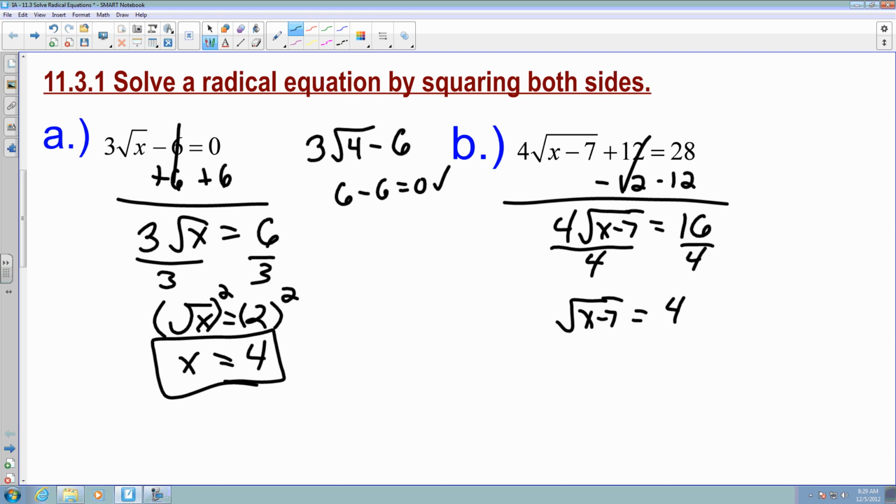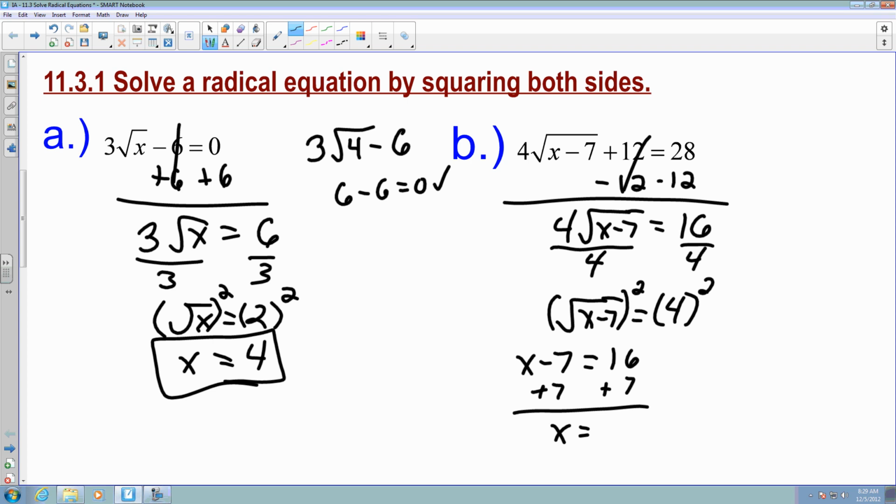So step 1 is done. I isolated the square root. Now they want us to square both sides. So I'm going to make this square, make this square. Now I have x minus 7 equals 16. So now I'm going to do step 3 and solve for x. I'm just going to add 7 to both sides, and it gives me x equals 23.